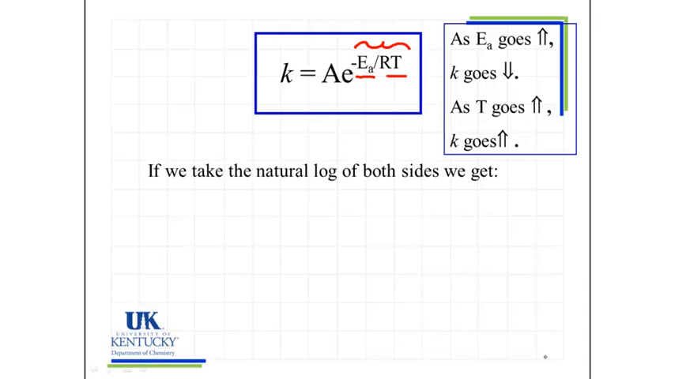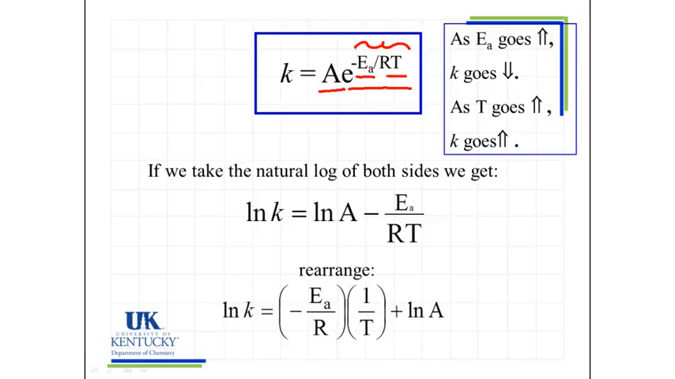Now, we're going to do some manipulations. Our goal in the end is to have a slope-intercept form of a line. So we'll just take the natural log of both sides. We're taking the natural log of a product of two things, so we'll have the natural log of A plus the natural log of e to the negative E sub A over RT. The natural logs will cancel, and that will leave me with negative E sub A over RT.